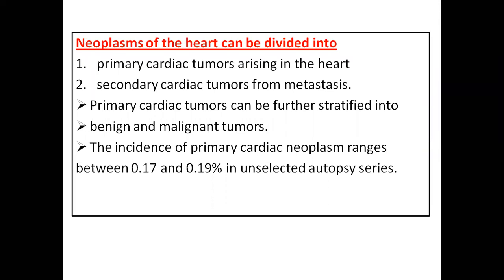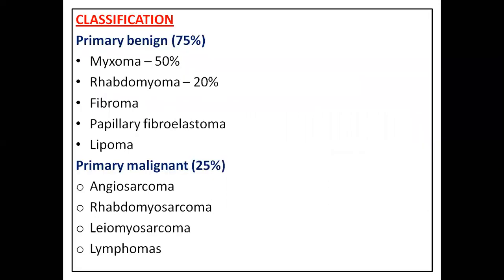The primary cardiac tumor can be further stratified into benign and malignant. And the incidence of the primary cardiac neoplasm ranges from 0.017 to 0.09 or 0.019 in unselected autopsy series. We can see with this classification, the primary benign tumors account for 75%.